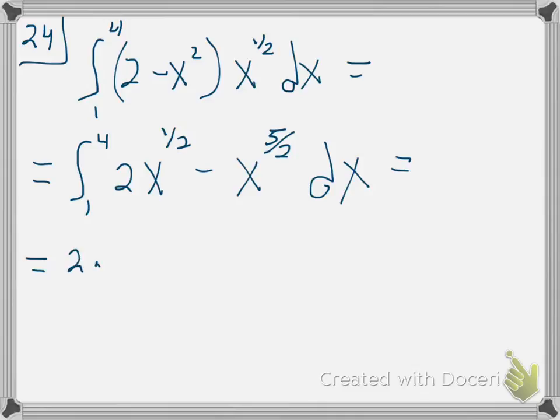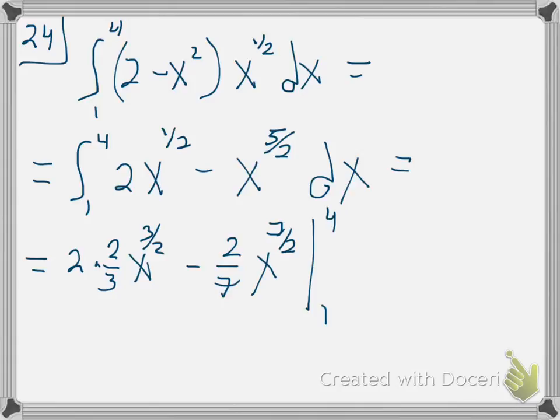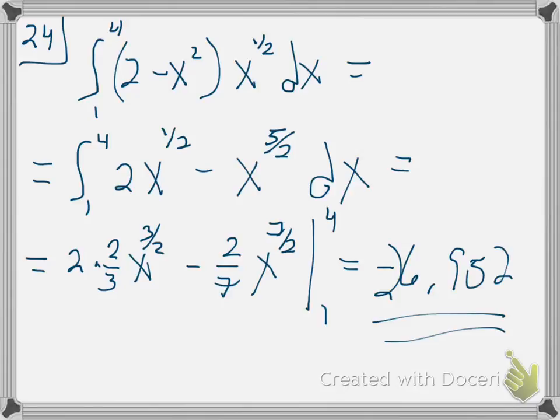And I get 2 times 2/3 x to the 3/2 minus 2/7 x to the 7/2. We evaluate this thing from 1 to 4. And again, this is a great time to get out your calculator, and I got negative 26.952. And again, I'm willing to be proven wrong on that. I'm going to give these things a second shot here in a little while. We're skipping 25.